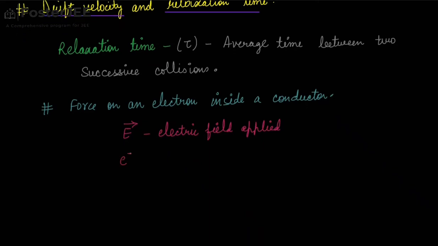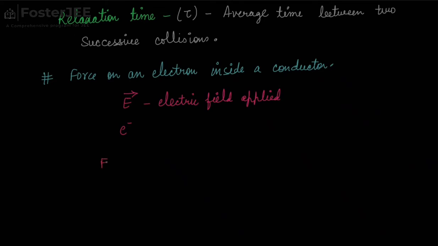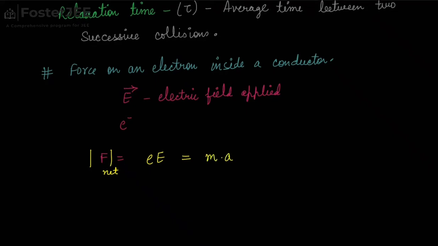And e is the charge on the electron. So the force on the electron will be, only the magnitude, e times capital E. Now, if the mass of the electron is m, then this is the net force. Net force can be written by Newton's second law as mass into acceleration.